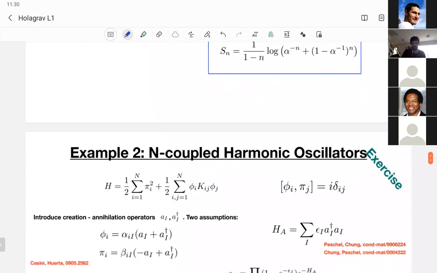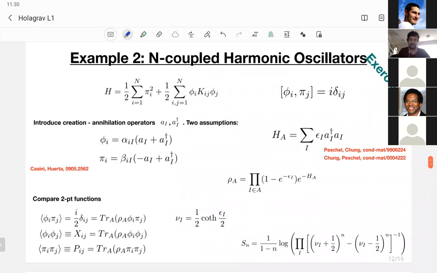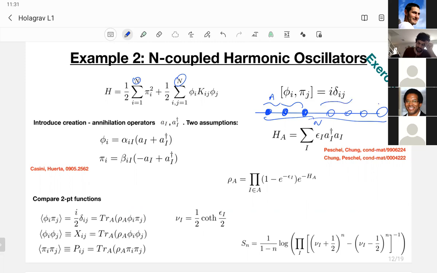This is a bit more involved, but it's also an exercise. This is a harmonic oscillator. You will have harmonic oscillators on a chain, in one dimension. What you want is a subsystem. For example, you have these lattice sites and these lattice sites. This is the size of the lattice that is here in the sum, and this is the size of the subsystem A. The complement is B.